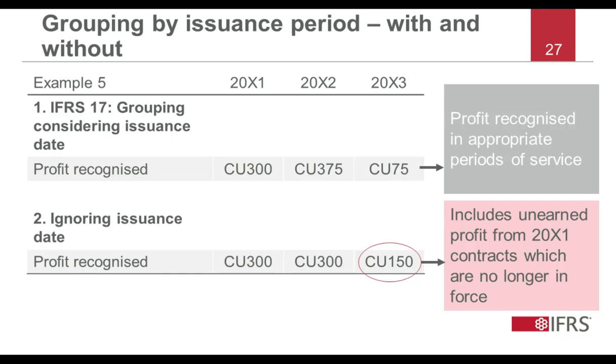We can see on this slide that there are differences in the amount of profit recognized in the years 20X2 and 20X3. In 20X3, contracts issued in 20X1 are no longer in force or have been derecognized. I want to highlight that the reason CU 150 is recognized in 20X3 when there is only one group is because the unearned profit of the contracts issued in 20X1 is included in this period. This is because the entity does not track the unearned profit at a lower level than that of the group.